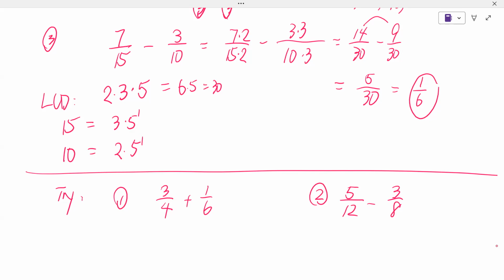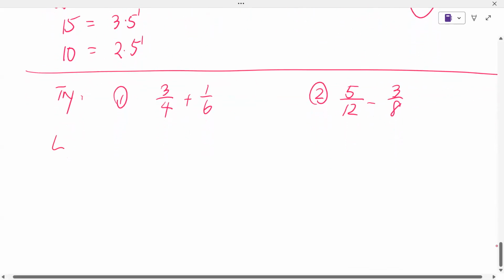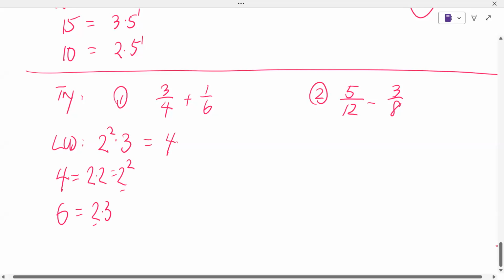All right, let's go over the solution. So for the first one, the LCD is 12, right? Because 4 equals 2 times 2, which is 2 squared, and 6 equals 2 times 3. For the same prime number, take the higher power, 2 squared, and 3, we include that. It'll be 4 times 3, 12.